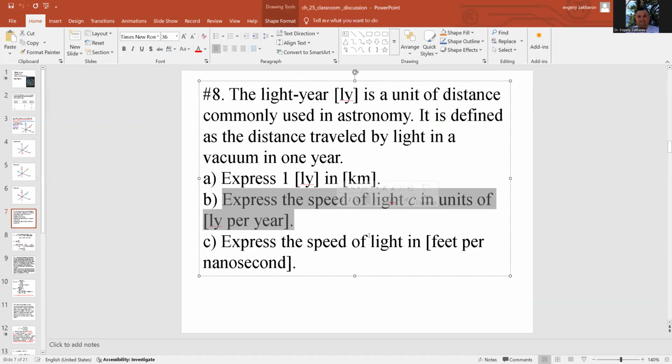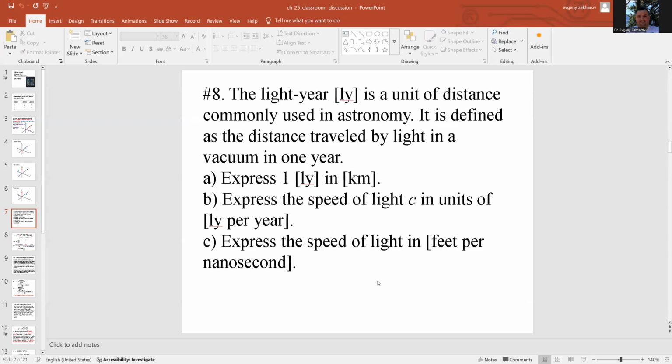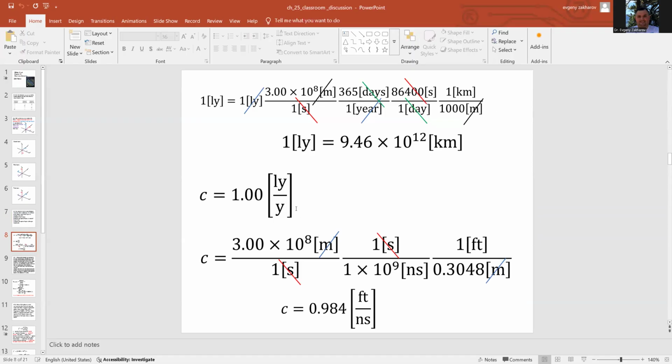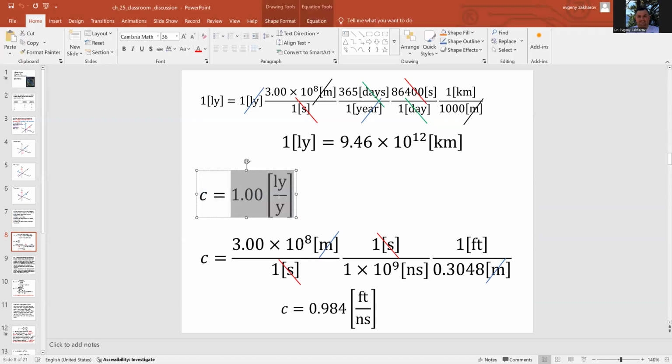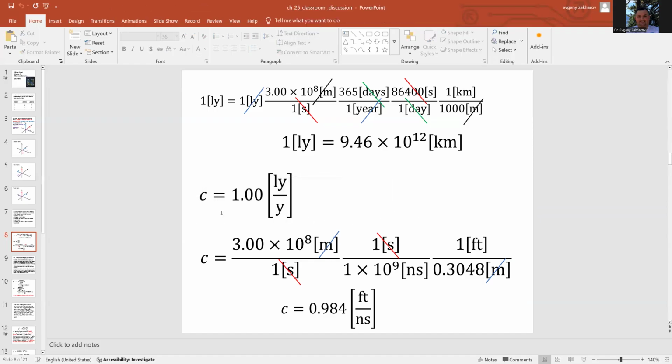Next question. What's the speed of light in units of light years per year? Well, it's a definition of the speed of light. It's 1 light year in 1 year. So it's just one. It's the distance. Remember, light year is a distance that light travels in 1 year. So how fast will it go? What's the speed of it? Well, it's 1 light year in a year.